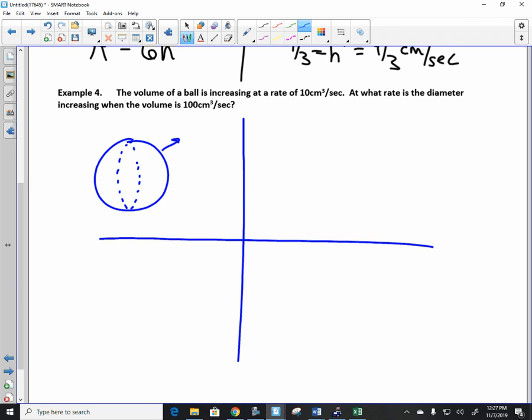So it's increasing. So this is getting bigger. So what are the things that are changing then with the ball? The radius, the area, volume, diameter, circumference, all that's changing, right? There's really nothing that's staying the same. It's all changing. Do I have a formula for the volume of a sphere? Four-thirds pi r cubed.